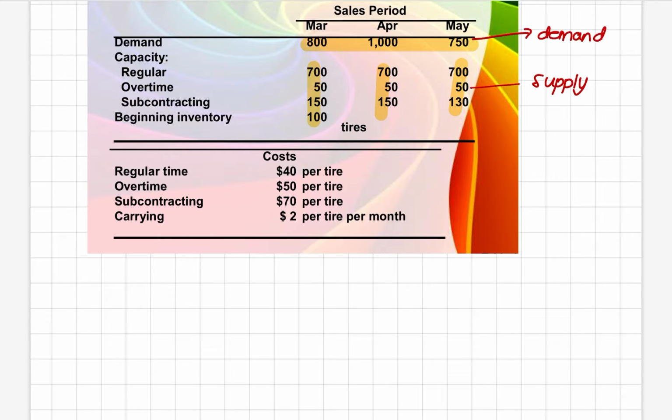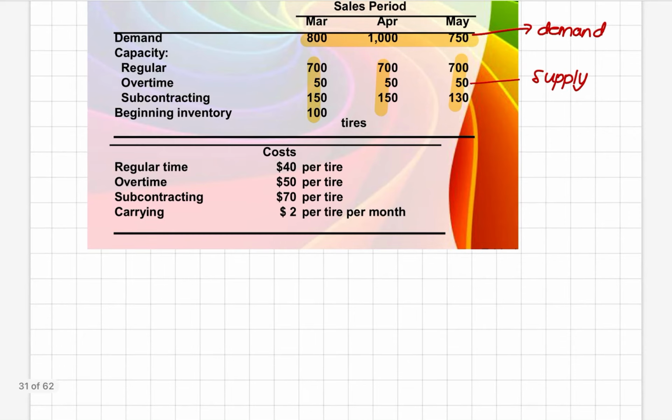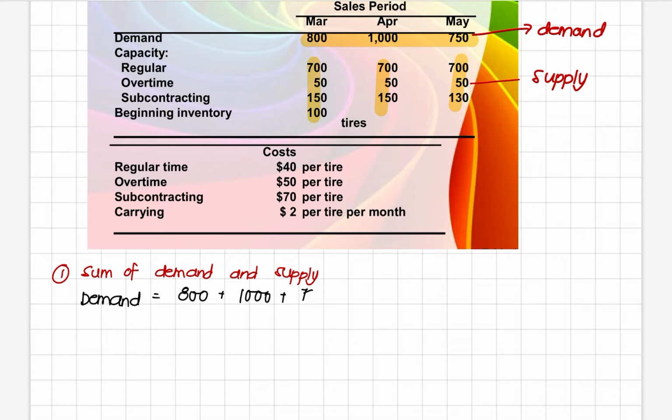Again, before you begin creating your table, we have to make sure what the total demand and total supply are, so we know what the table should look like and how many columns we need to create. So, again, we just have to get the sum. That's your first step: the sum of demand and supply. Here, the total demand, I'll just add: 800 plus 1,000 plus 750. So that's 2,550.